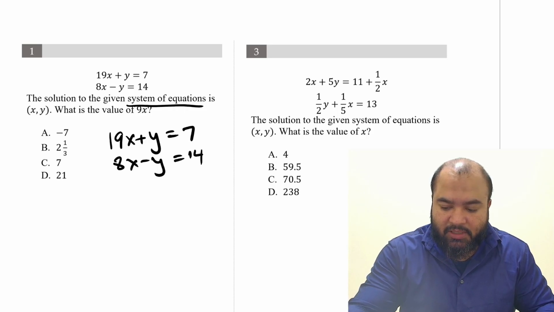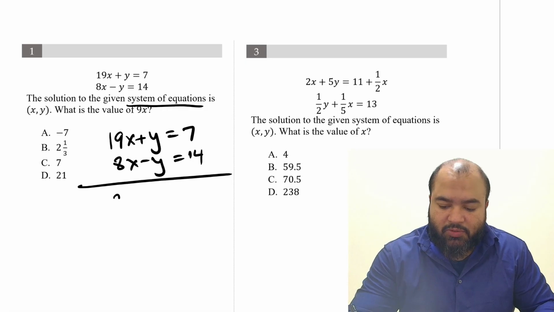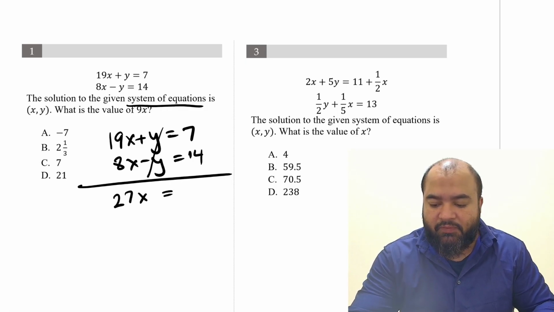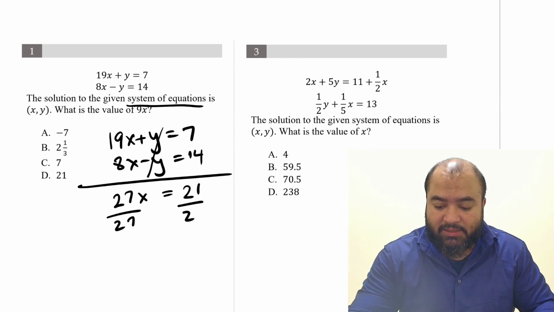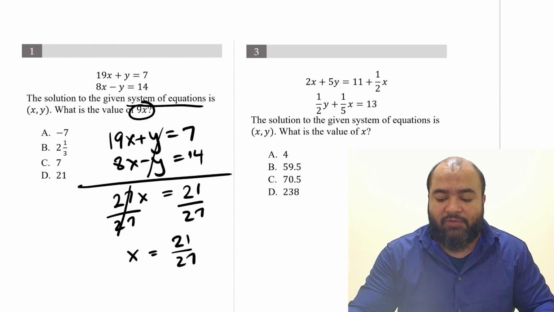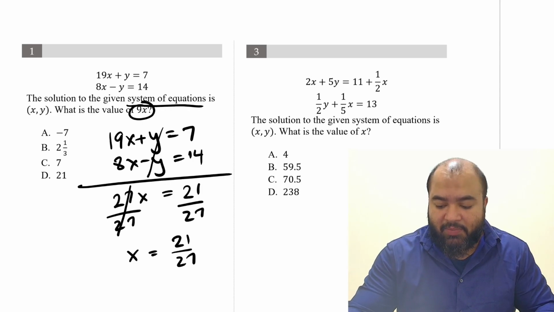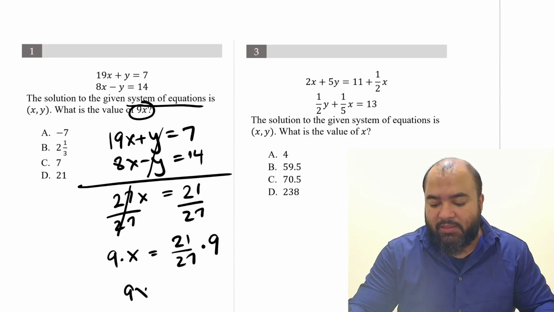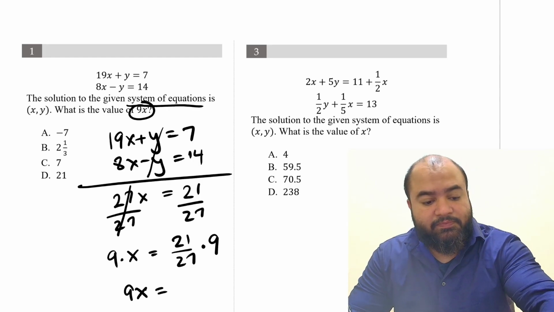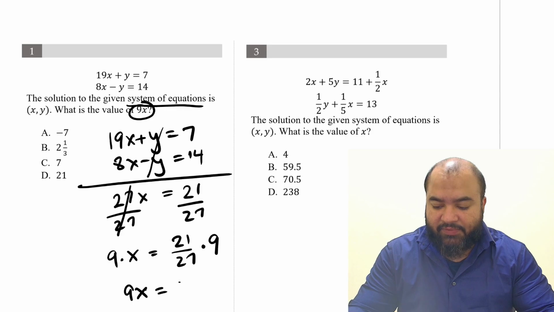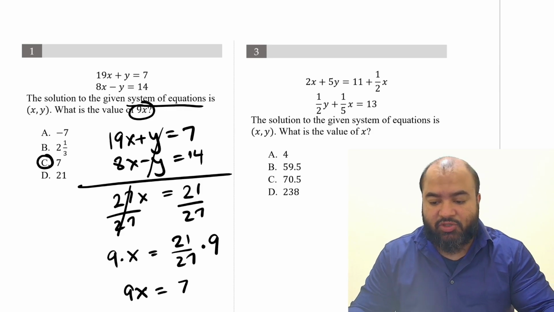Now the two equations we have, if we just add them, let's see what we get. That's 27x, and y is going to cancel out. 14 plus 7 is 21. We can divide both sides by 27. That will be the value of x, which is 21 over 27. But they said, what is the value of 9x? So we multiply by 9 on both sides. So the value of 9x, you can use a calculator for that. The answer is 7. So C is the answer.